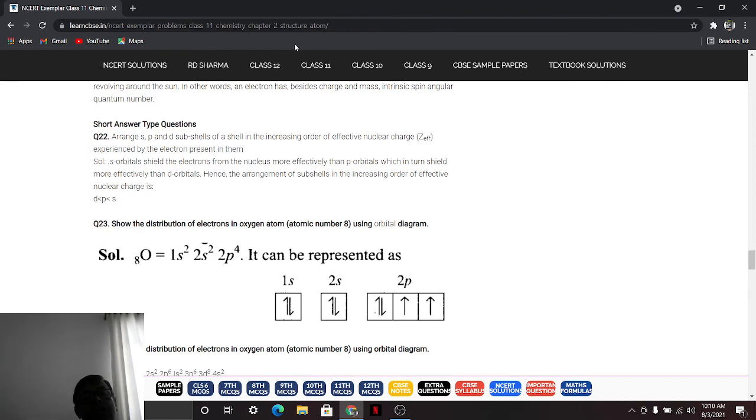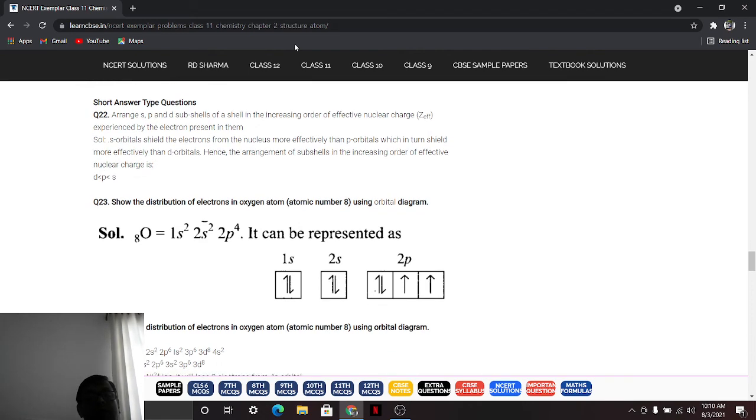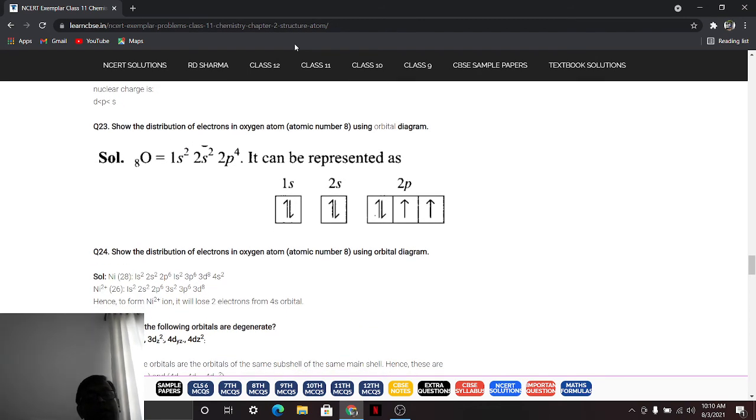The distribution of electrons in an oxygen atom, atomic number 8, using orbital diagram. O8 has 1s2, 2s2, 2p4. It can be represented, that is the electronic configuration of oxygen atom: 1s2, 2s2, 2p4. The distribution of electrons in oxygen atom using orbital diagram.